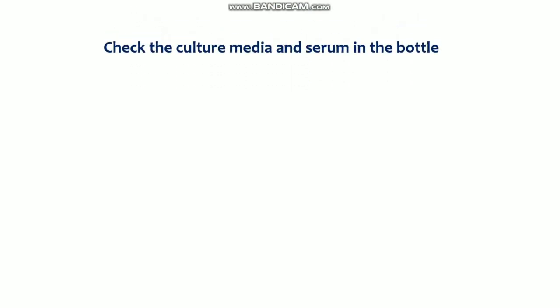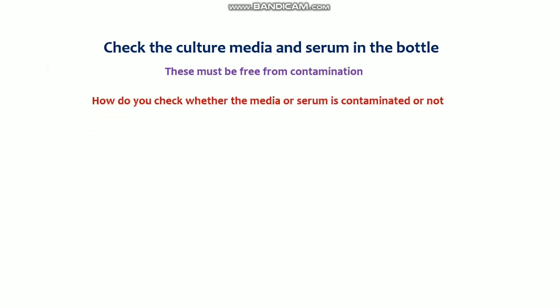Before that, you need to know some initial steps, and these are very important. First, you need to check the cell culture media and serum in the bottle, because if you use contaminated media or serum for recovering your cells, you can never succeed. So this is very important. You need to make sure that your culture media and serum are free from contamination. So how do you check whether the media or serum is contaminated or not?